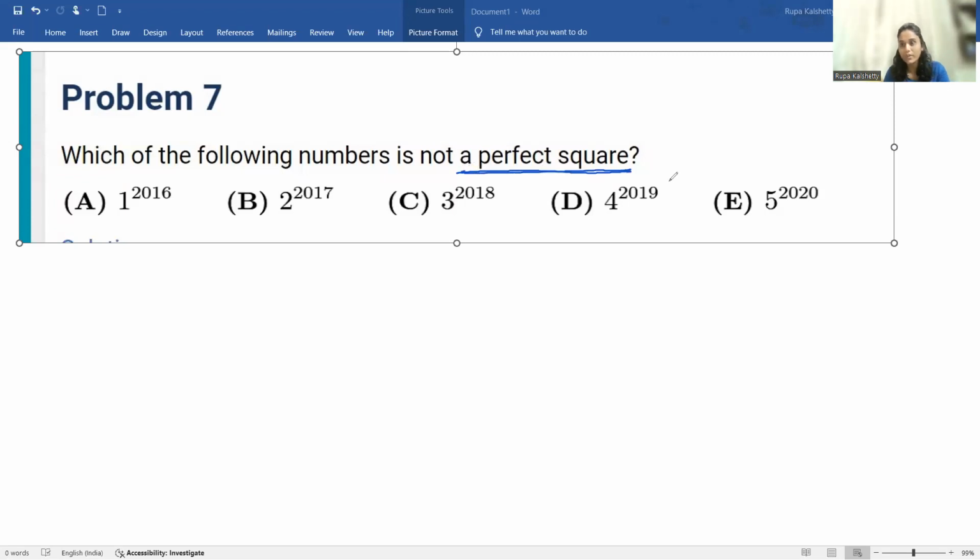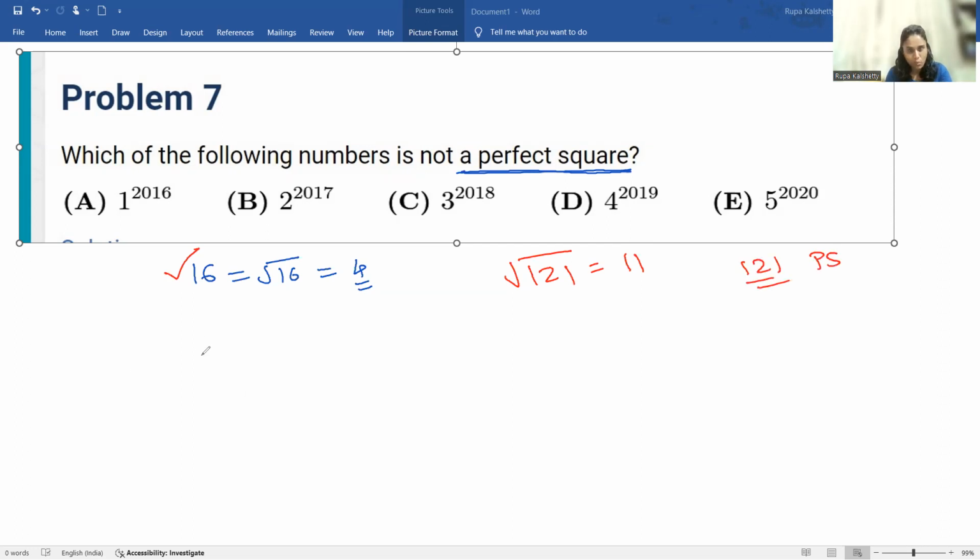A perfect square is a number whose square root is a whole number. For example, if you take 16, to check whether it's a perfect square or not, you take the root of 16, which gives you 4, a whole number. So you can say that 16 is a perfect square. Similarly, if you take 121, you know that its root is 11, so you can say that 121 is a perfect square.